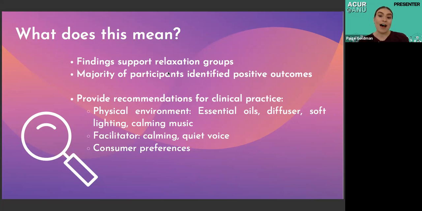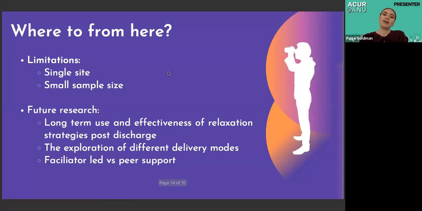The importance of having a facilitator using a calming and quiet tone is recommended for practice. And finally, where possible, gaining consumer preference for types of meditation, such as guided imagery versus body scans, prior to actually starting the group. Although this study did provide valuable insight into the patient experience of relaxation groups and their impact on tension and anxiety, it was taken from a single site and a small sample size, highlighting the limitations of the research.